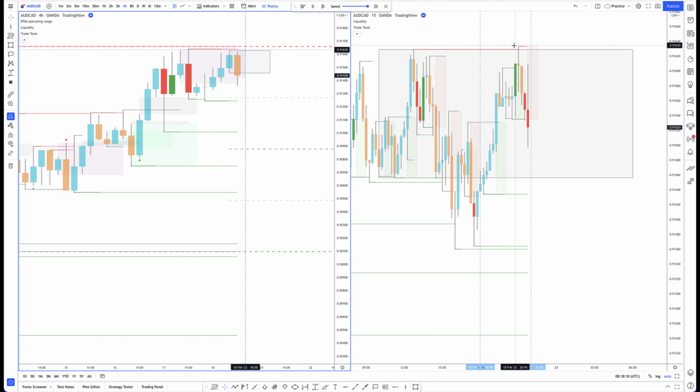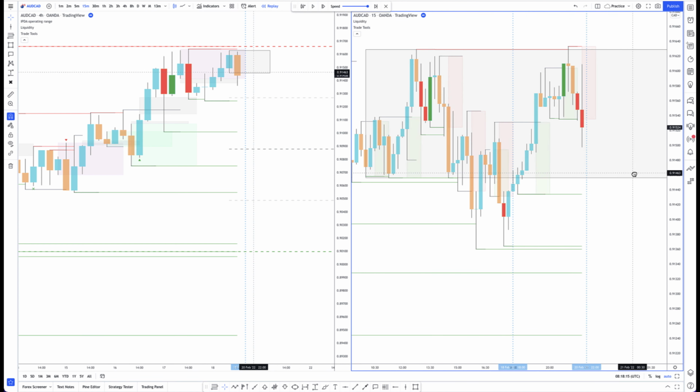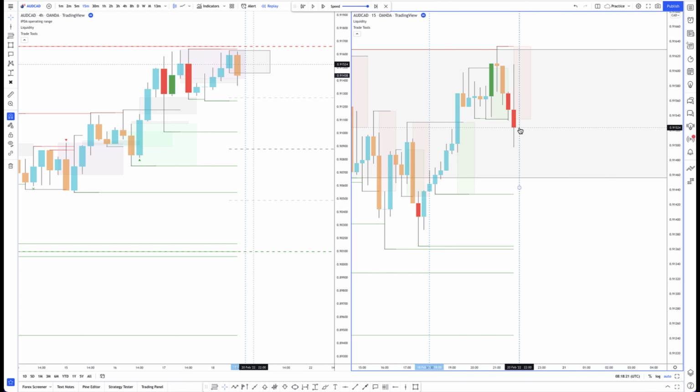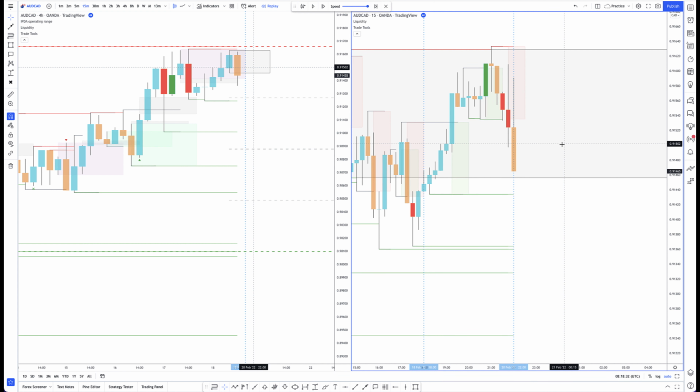Interesting. So it took out liquidity over these equal highs, but in the process this candle practically mitigated everything. I don't like that. And if we wait for the next one to form, I don't like this setup. Let's see what happened with this anyways.